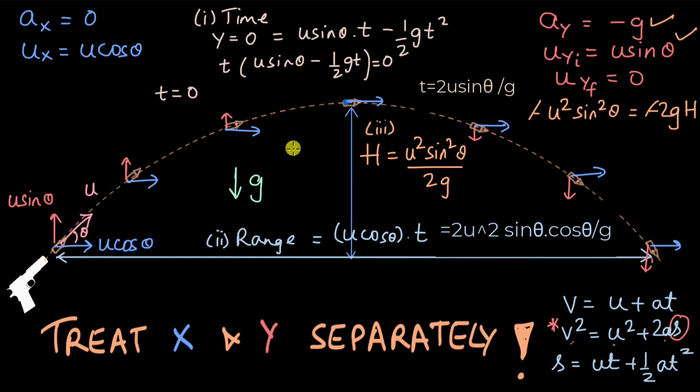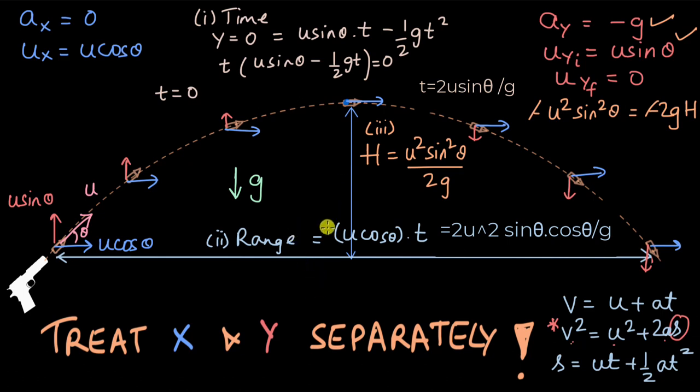So to be able to describe a projectile motion, all we need to know is the velocity with which the object was fired and the angle at which it was fired. We can then tell the time, maximum height, and the horizontal displacement or the range. And to be able to tell maximum height, we only looked at the vertical part of the motion.